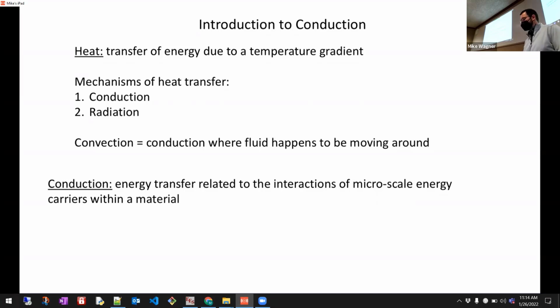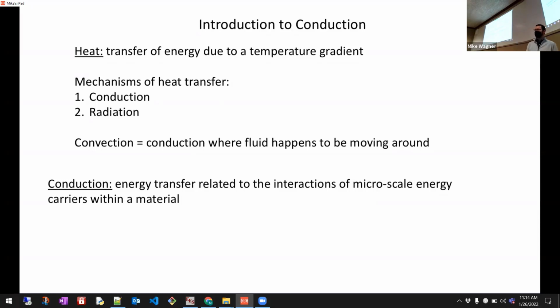Radiation, on the other hand, is something that happens at a distance. This is something that's happening between two bodies that are at some distance, and there could be matter between them or not. It could be like the sun to the earth. There is no matter, there's a vacuum between those things. It's still exchanging heat, and that's due to radiation.